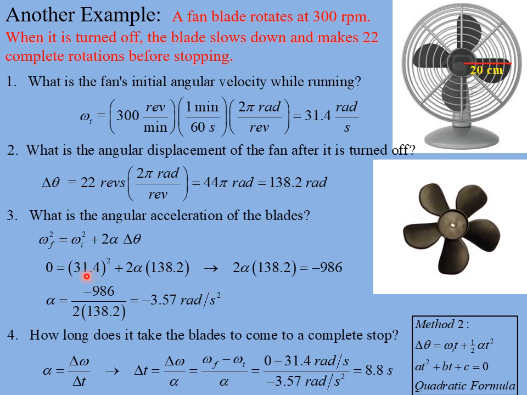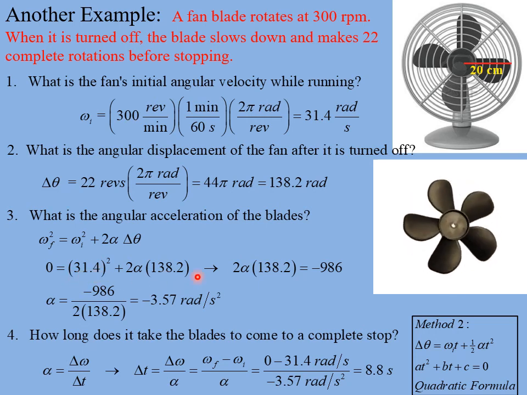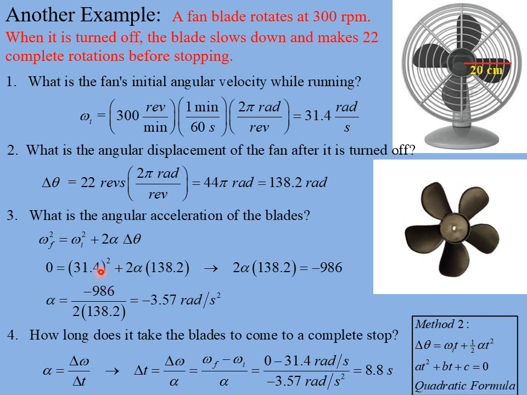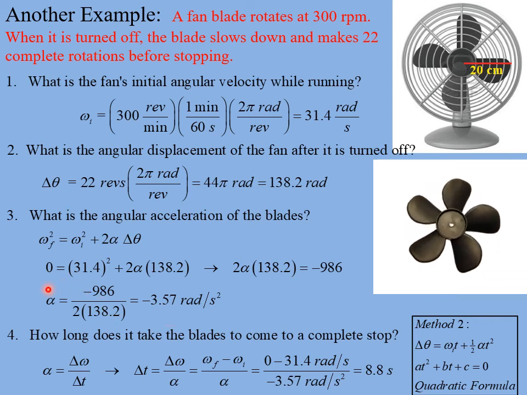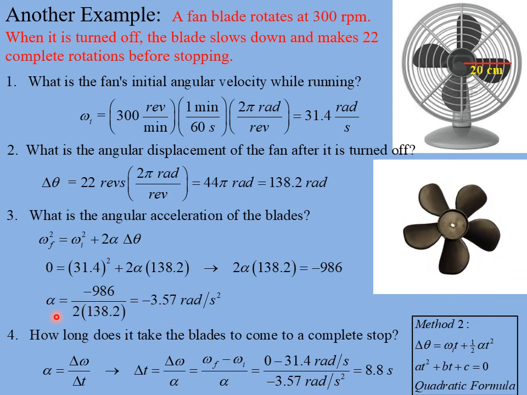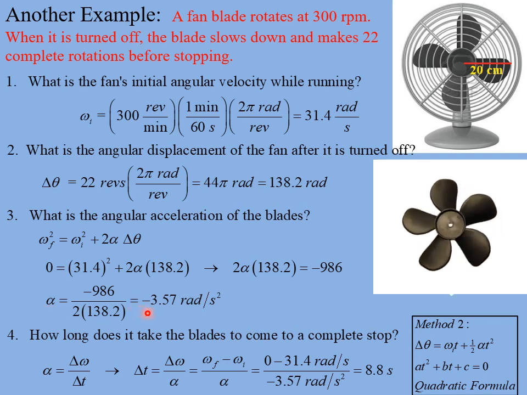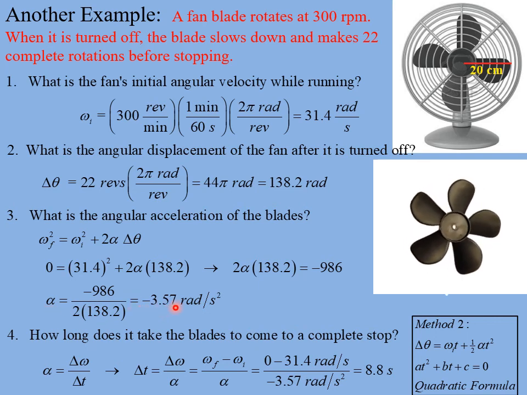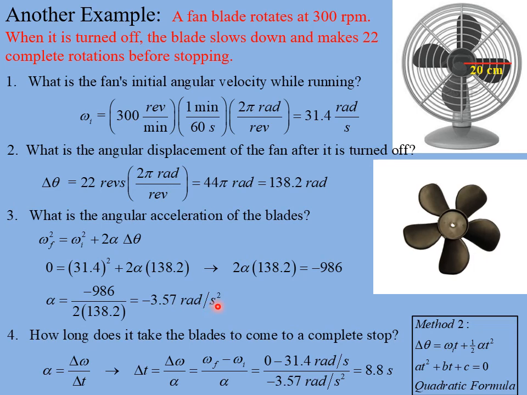So we just have to do a little algebra now. I can square this number, 31.4 squared, and get 986. Let's move that to the other side of the equation, so we pick up a minus sign. And then we can divide by 2 and divide by 138.2. And here's our final expression for alpha. And when you do the math on your calculator, alpha ends up being negative 3.57 radians per second squared.